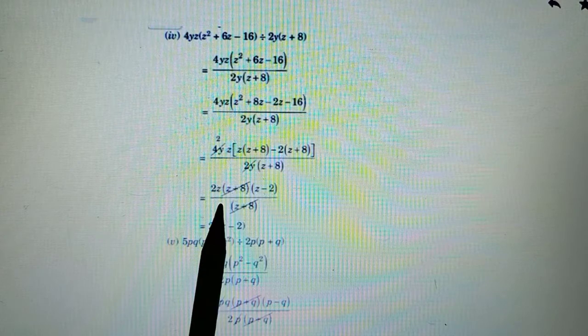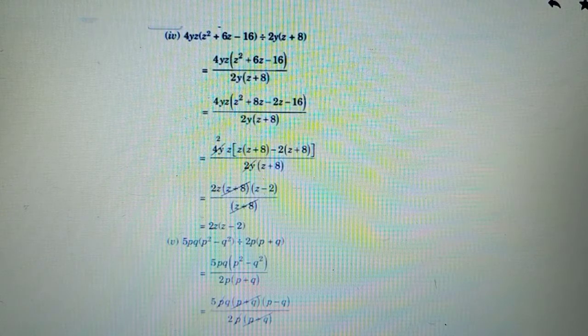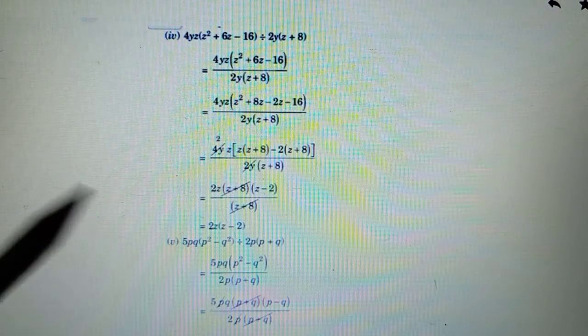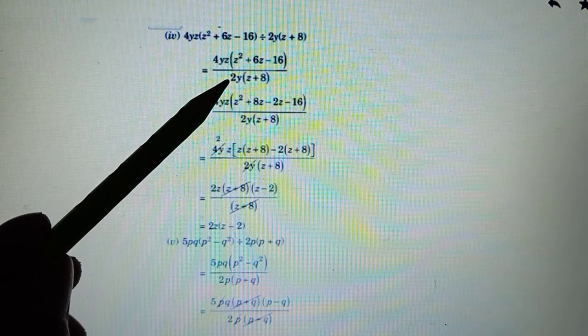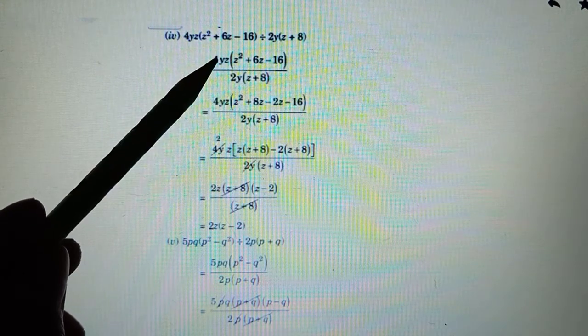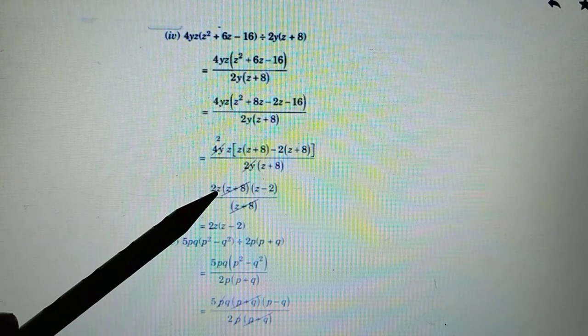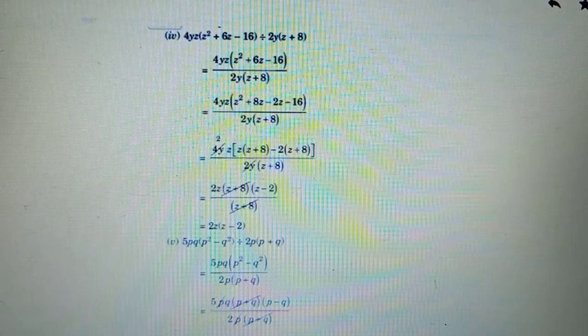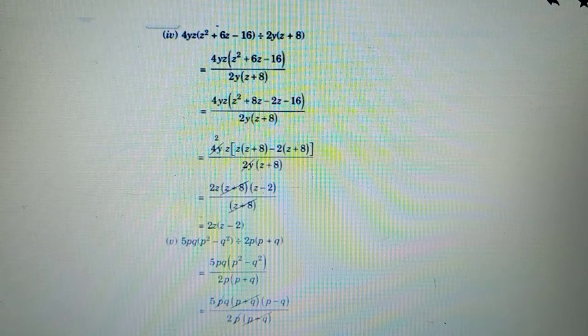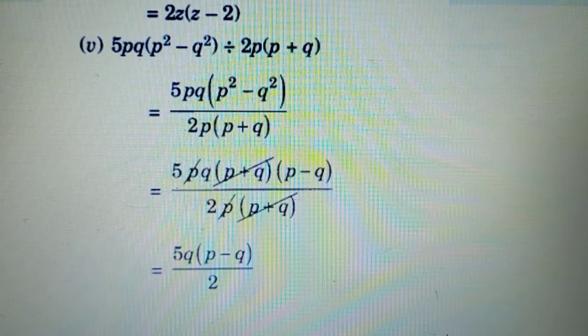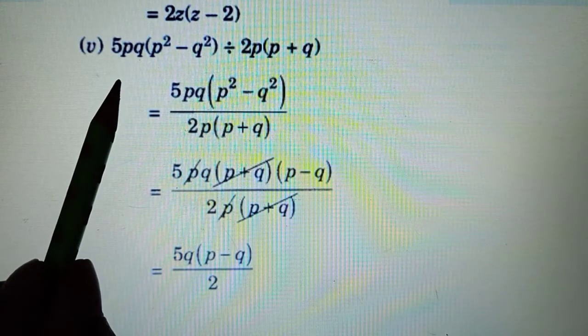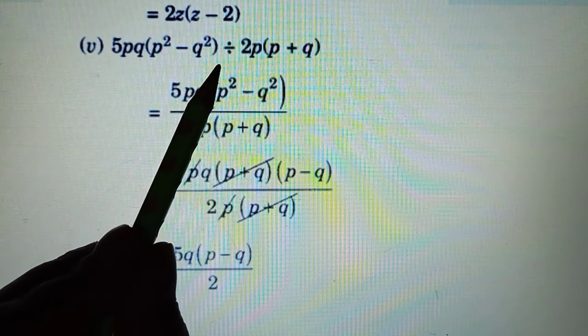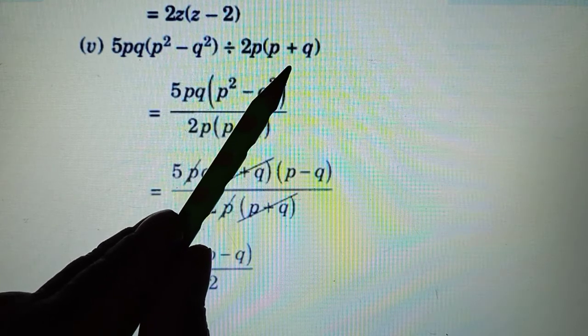Okay, so your z plus 8 also gets cancelled, and of course, as I had told you earlier, 2 2s and y would get cancelled. So in the numerator there was a z left, 2z, and now after cancelling, z minus 2 will also remain. So that is your quotient. Okay, now the fifth one had a 5pq, p square minus q square to be divided by 2p, p plus q.